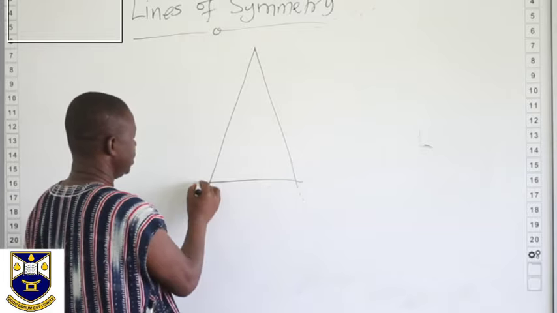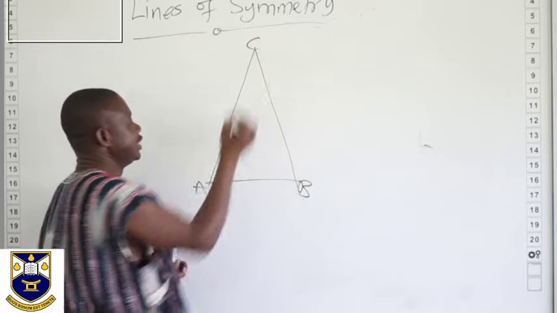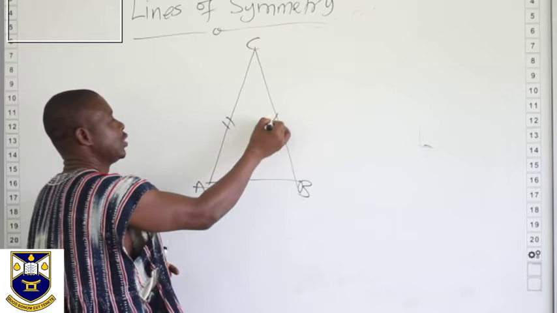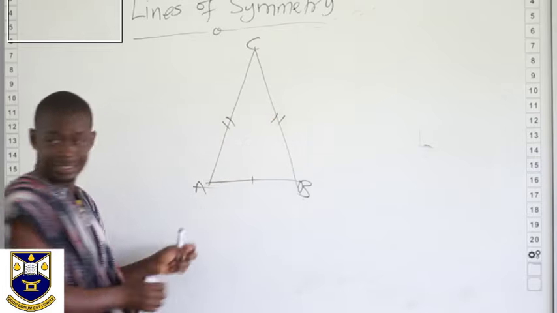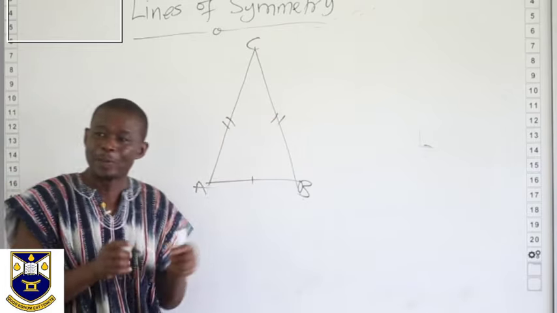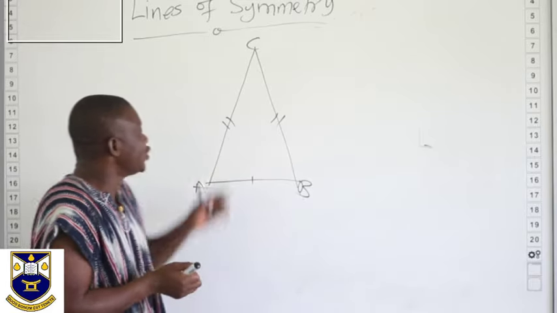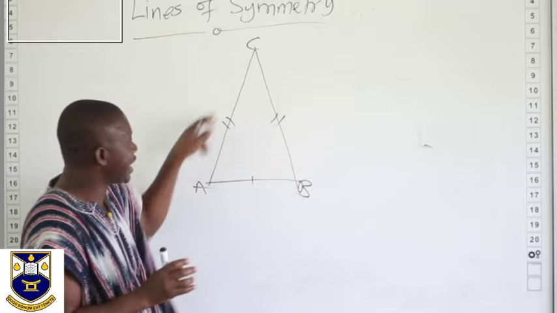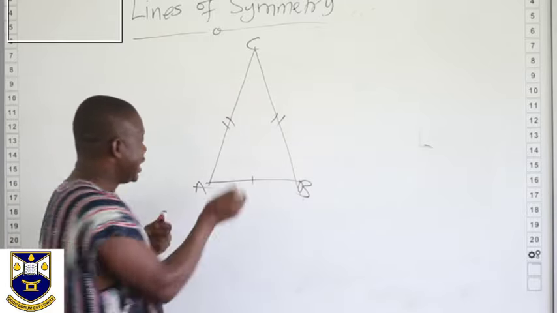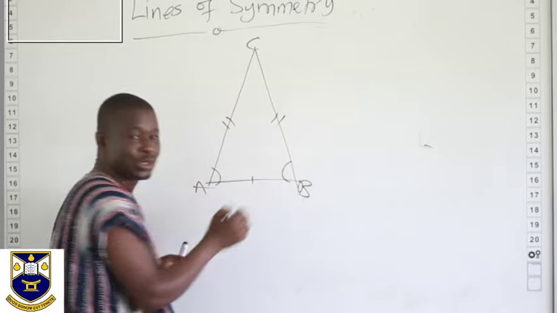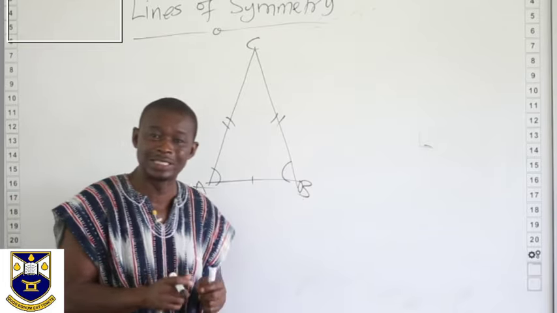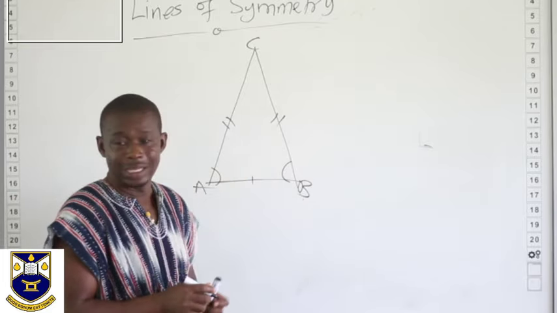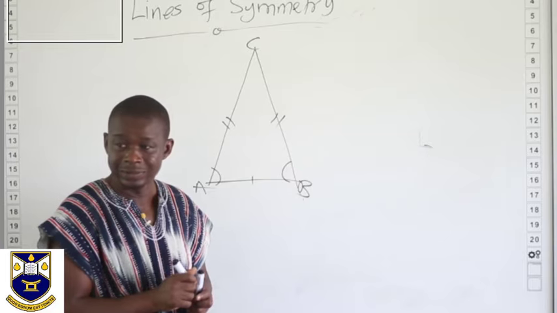A, B, C. This is what we call an isosceles triangle. The properties of this triangle are that two sides are equal, and two interior angles too are equal. That is the property of an isosceles triangle.